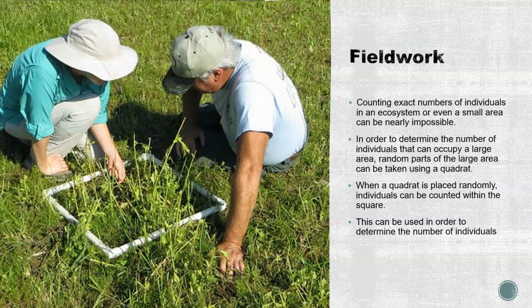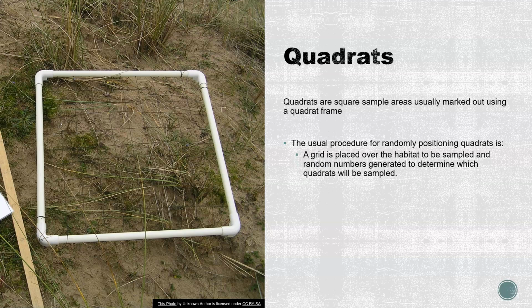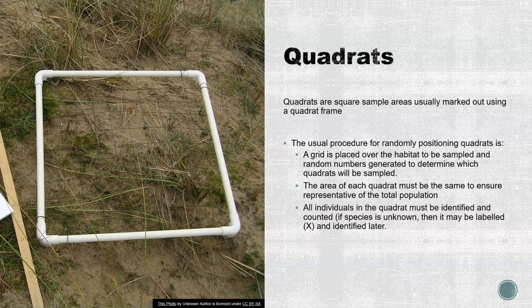Okay, so quadrats are square sample areas that can be used to mark out our set area that we're observing. The usual procedure is to randomly position our quadrat. Okay, we might have a grid over a habitat, and random numbers can be generated to decide which grid square we're going to put our quadrat into. And the area of each quadrat must be the same to ensure we've got a fair test, so a fair representation. All individuals in the quadrat must be identified and counted.